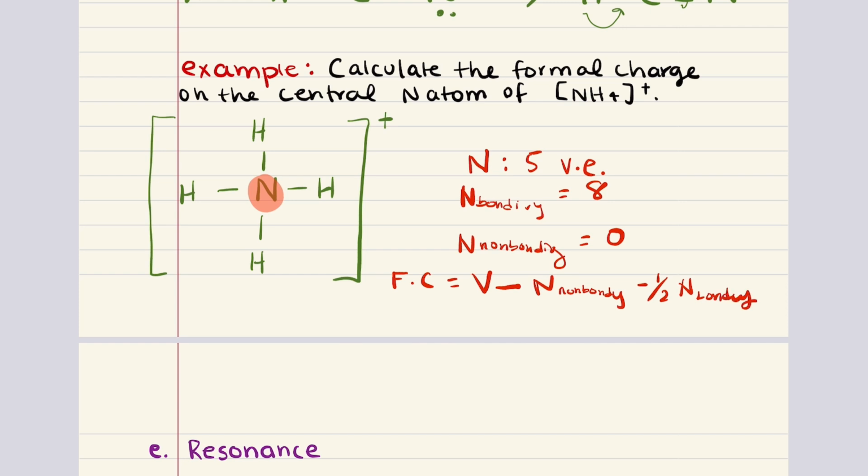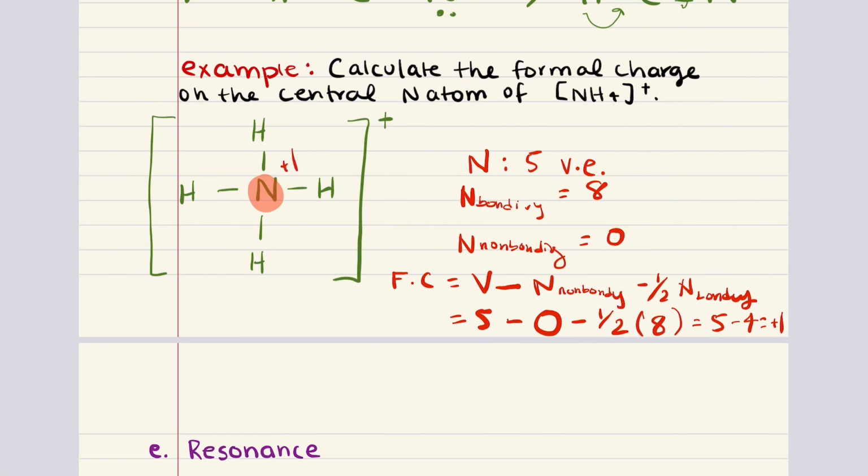So here we just plug in these values. The number of valence electrons is 5. We don't have any non-bonding electrons, so that's 0. Then we subtract 1/2 the number of bonding electrons, which is 8. So we have essentially 5 minus 0 minus 1/2 times 8. This is just going to be 5 minus 4, which gives us a positive 1. That means that the nitrogen atom in ammonium has a formal charge of +1.